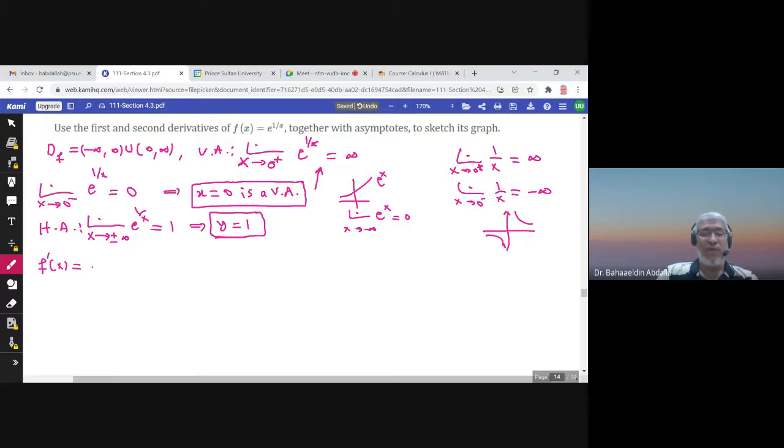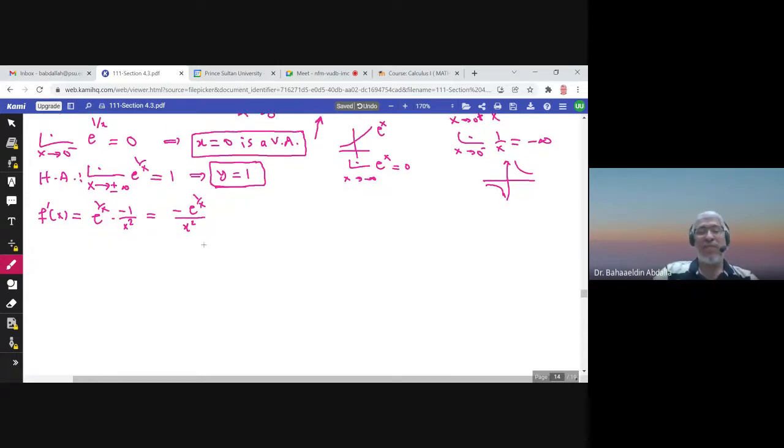Well, f prime is e to the power 1 over x times the derivative of 1 over x, which is negative 1 over x squared. So f prime is negative e to the power 1 over x, over x squared. Notice that 0 is not in the domain, so it's not a critical number. Also notice that e to the power 1 over x is always positive. So negative e to the power 1 over x is always negative. So f prime is always negative.